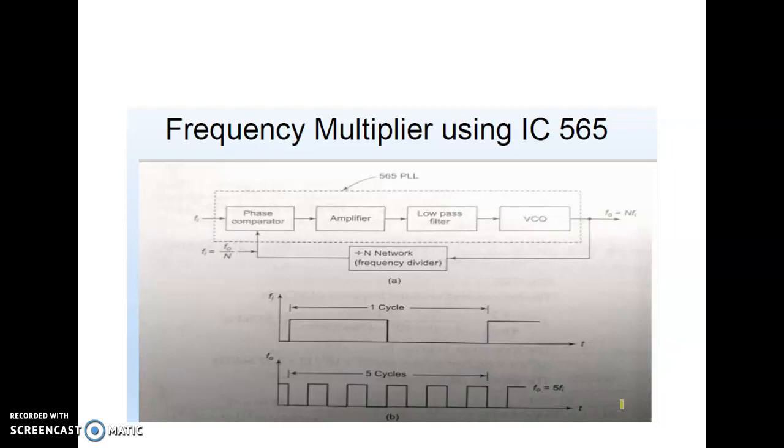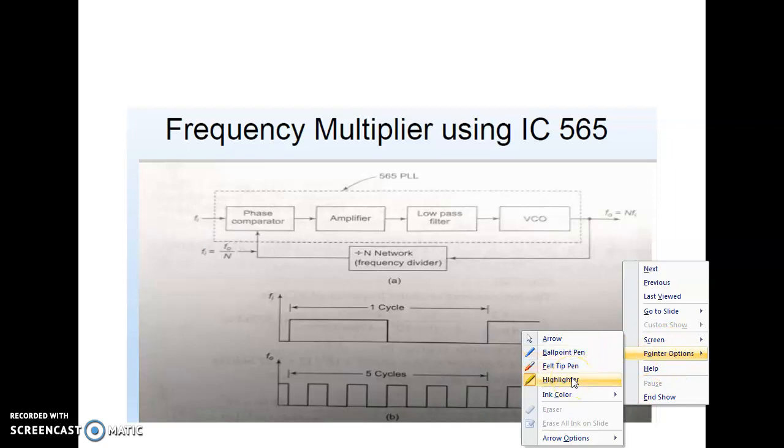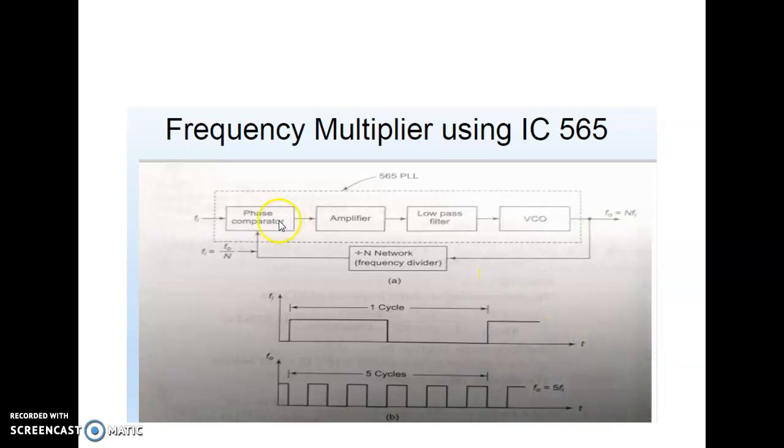So here the figure shows the block diagram of a frequency multiplier using PLL. We have different blocks available over here: phase comparator block, amplifier, low pass filter, voltage control oscillator, and one more block is added, that is the divide by N network, that is the frequency divider. A divide by N network, that is a frequency divider block here, is externally connected between the voltage control output and the phase comparator input in the feedback path.